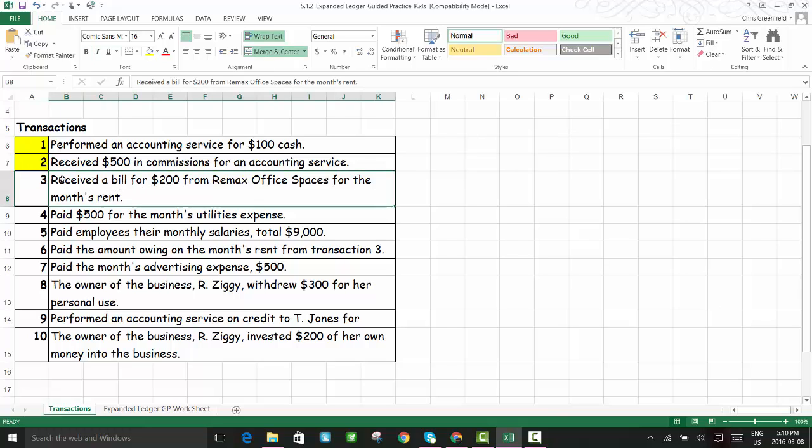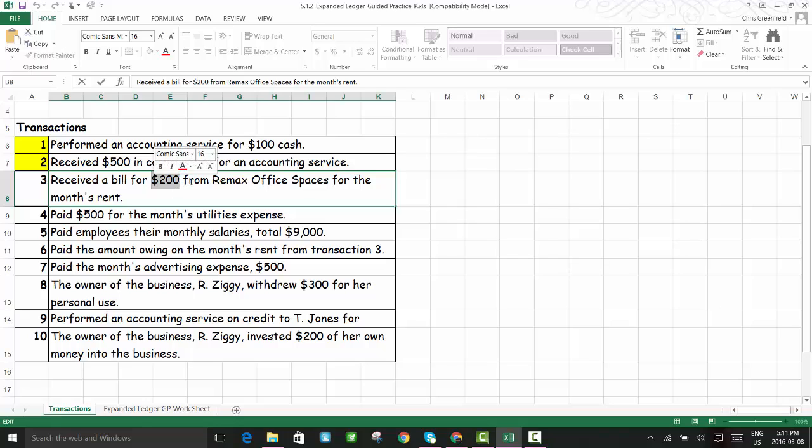In this case, we've received a bill. I'm not a lawyer or anything, but pretty much the rule of thumb is as soon as you receive a bill from a business, you're legally owing to them, or on the hook to them, for the amount of that bill. What's happening here is this is for our month's rent. And wow, judging by the amount of it, that's a pretty good deal we're getting on our office space. Anyway, we're receiving a bill for our monthly rent from Remax office spaces. It's for $200.